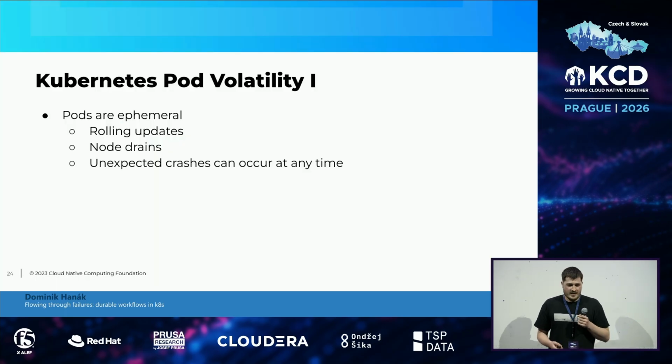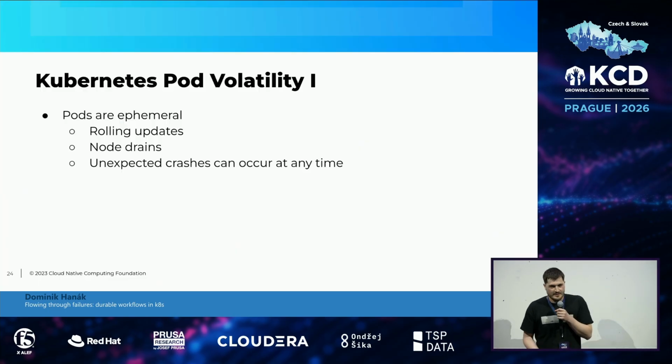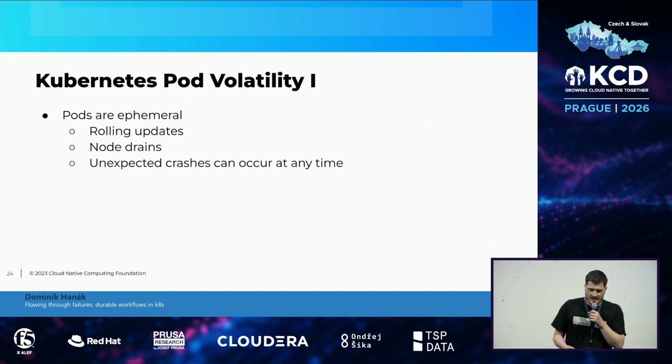So if, for example, between the AI analysis and human review, the pod where the application is running dies, we are dealing with the second problem I'm highlighting, which is Kubernetes pod volatility. Pods in which the applications are usually running are ephemeral, so they are affected by rolling updates, node drains, or any unexpected crash, or someone just deletes the pod for you because he thinks it's not important, right?